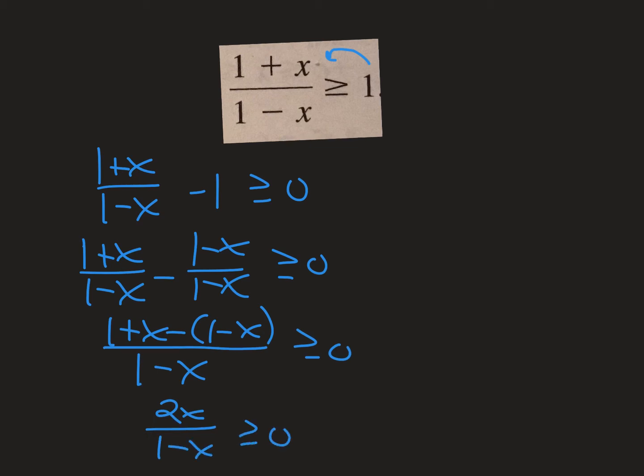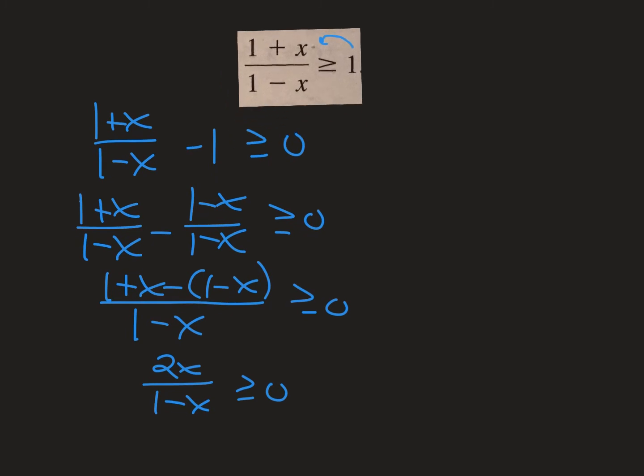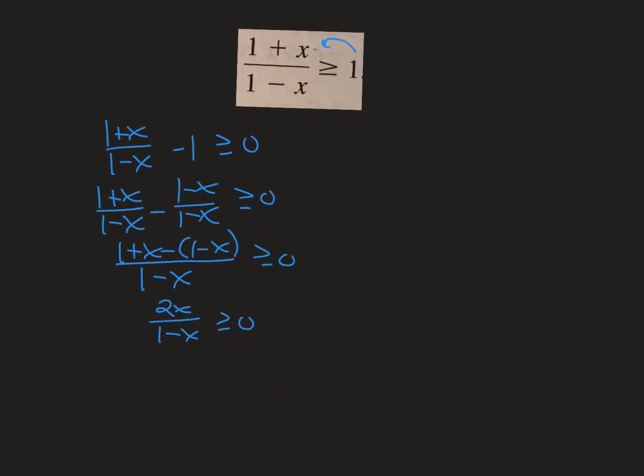Now, here's the deal. I need to make a sign graph again. And this time when you make your sign graph, you do the 0 at the top. Well, what would make the top 0? 0 would. And what would make the bottom 0? 1 would. So that's what goes on your sign graph. That's why you have to combine those fractions together.